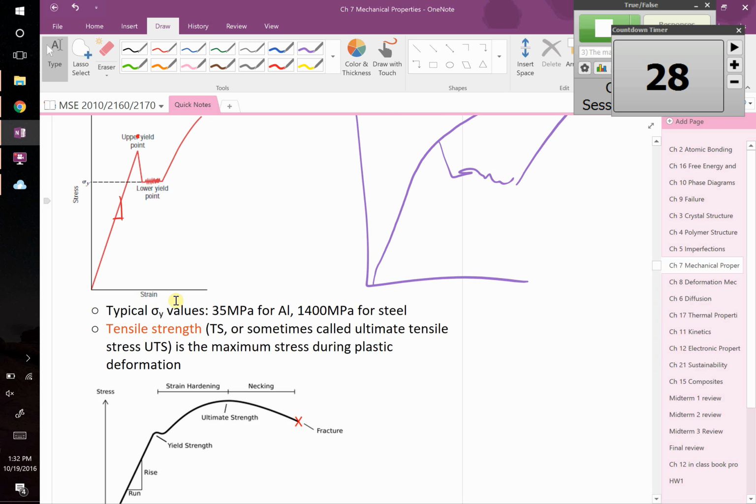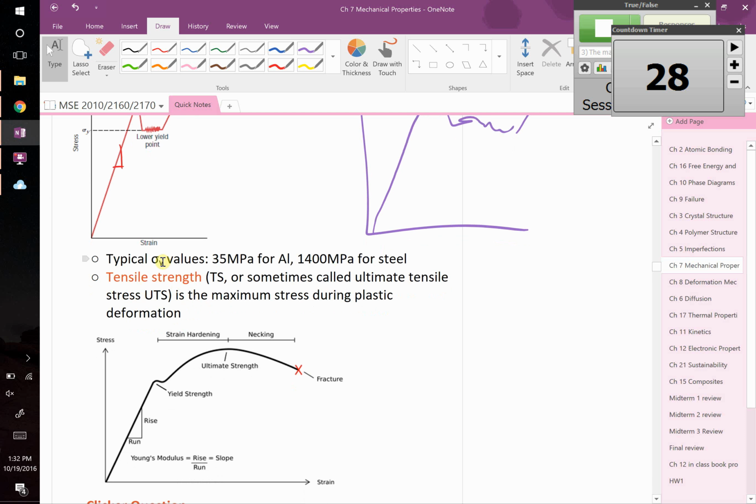Good question though. So what are some typical values for yield strength? Just two that you ought to have in your back pocket when you think about engineering materials is that aluminum is about 35 megapascals. That's not very high. Aluminum bends pretty easy, right? The point at which you bend it and it's permanently bent, 35 megapascals. Steel is an order of magnitude, almost 2, higher than that, 1400 megapascals.